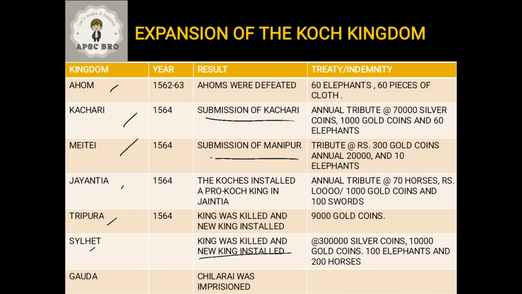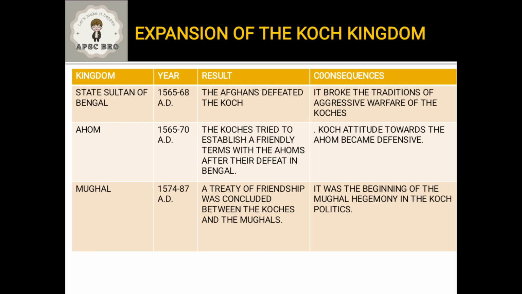So this aggressive warfare of the Kus ultimately got its brakes when they attacked Gauda, that is the Bengal Sultanate, when they attacked Bengal. Now when they attacked Bengal, the Kus were defeated, and it broke the tradition of aggressive warfare of the Kus. See, the Kus attacked Bengal twice. This was the first time, 1565 to 68.